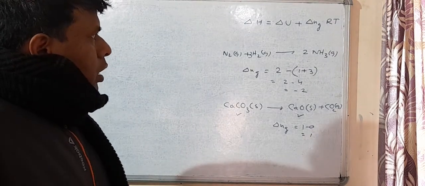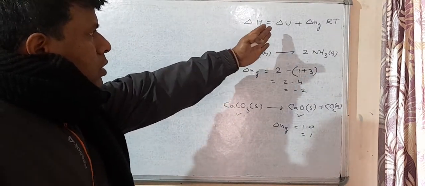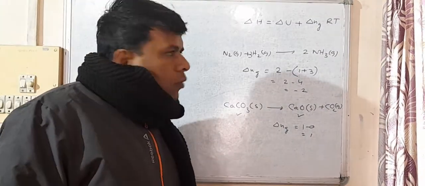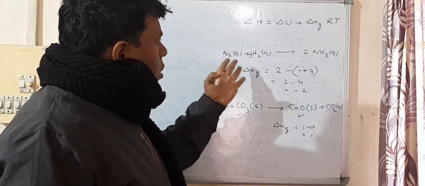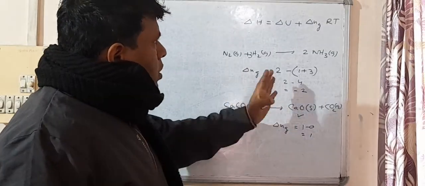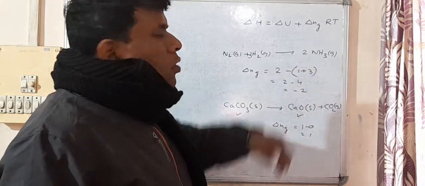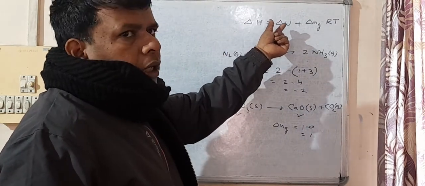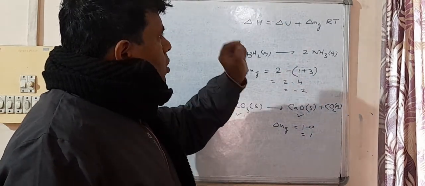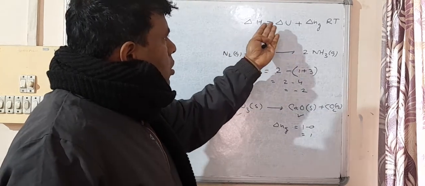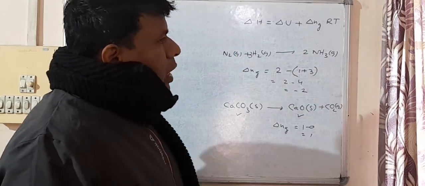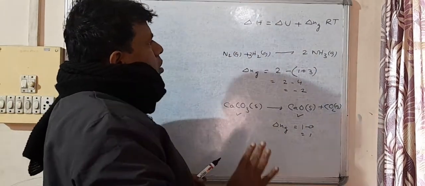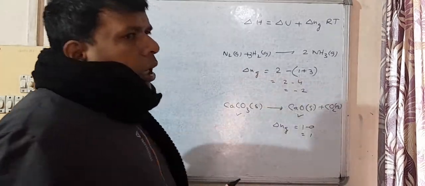So I think now you are clear. If you get a numerical on this, then you can easily calculate. And let me tell you once again, in case of reactions where only solids or only liquids are involved, delta Ng value will be 0, so that delta H will be equal to delta U. Delta H and delta U are different only in case of gaseous systems. In case of solids and liquids, delta H and delta U are the same, that is, delta H is equal to delta U.